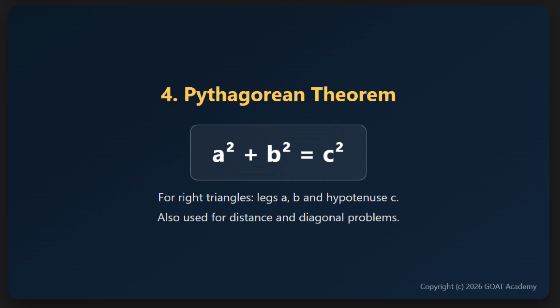The Pythagorean theorem states that in a right triangle, a squared plus b squared equals c squared, where a and b are the lengths of the two legs and c is the length of the hypotenuse, the side opposite the right angle. You'll use this theorem to find missing side lengths in right triangles, and it also appears in distance and diagonal problems.